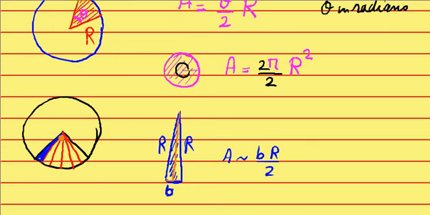Now for each of these little slices, I can go ahead and do the same thing. It's going to be BR over 2, and then for the third one, again BR over 2, and the fourth one it's going to be another BR over 2, and so on. So I have a bunch of BR over 2's to add up. For each of these slices, I'll have a contribution like this. Well, how can I clean this up?